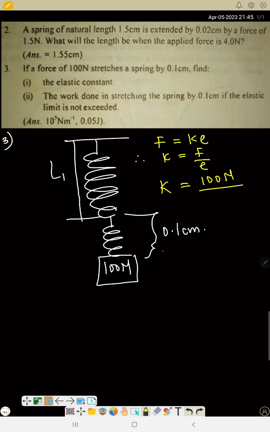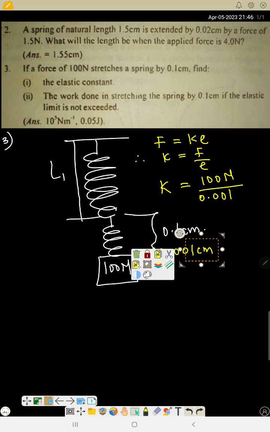So that is 0.001 meter. So that means your force over extension now is 100 divided by 0.001 meter. Sorry, as in we have changed from centimeter to meter. So that will be 0.001 meter. So now divide this over this. 100 divided by 0.001.